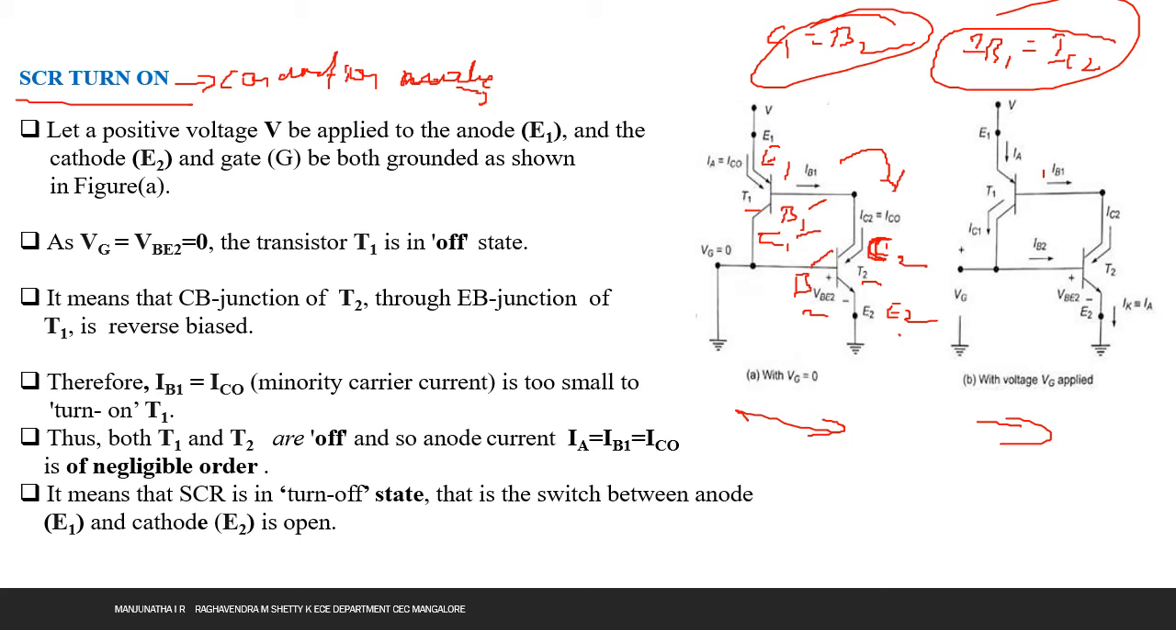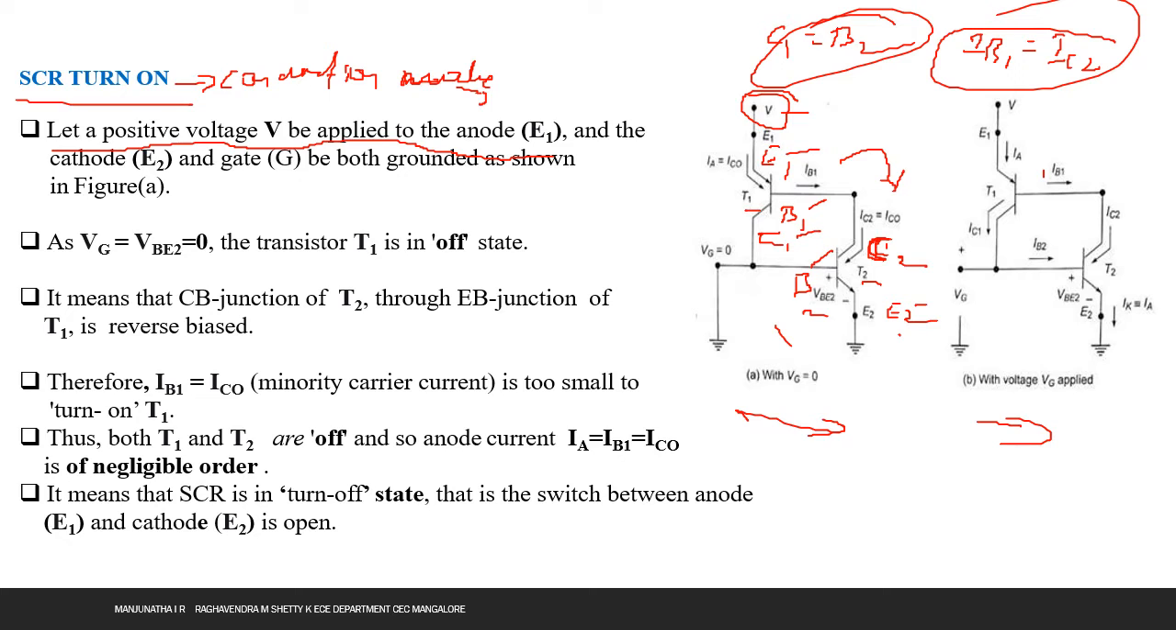Now let us read out point 1 here. Let a positive voltage V be applied to the E1. Where is E1? Here is E1. Positive voltage. So this is positive voltage at E1. And the cathode E2, where is cathode E2? Yes, cathode E2. And the gate G, both are grounded as shown in the figure.